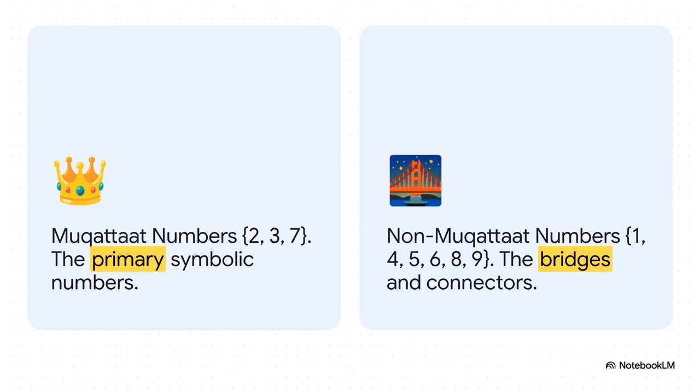To get a handle on this puzzle, we first need to meet the two main teams of numbers here. On one side, you've got what the source calls the mukataat numbers. Let's just call them the M numbers to keep it simple. That's 2, 3, and 7. Think of them as the primary, foundational players. And on the other team, you've got the non-M numbers. That's all the rest. And their job is to act like bridges and connectors between the others.